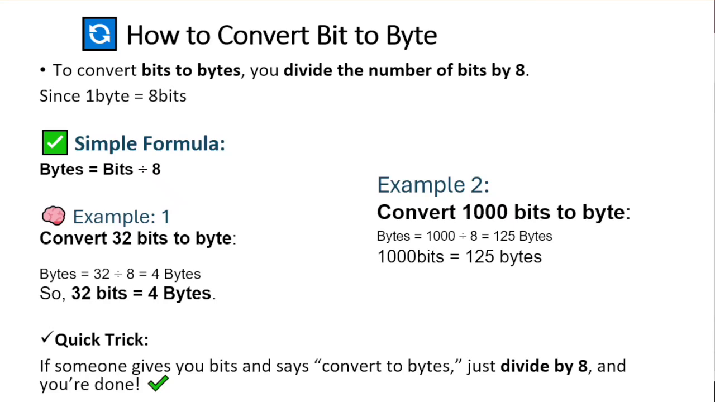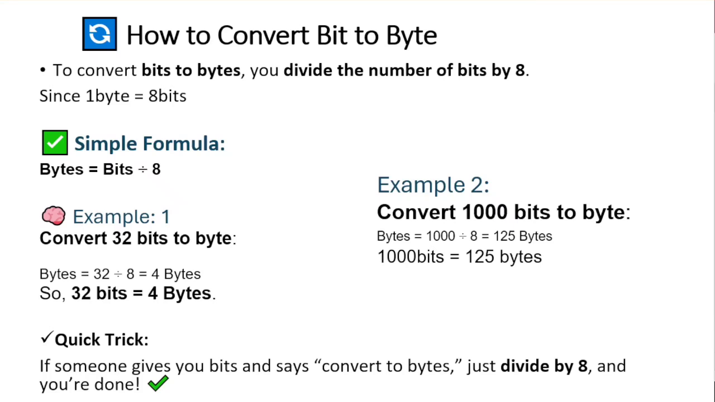So here is a simple example. Example 1 says convert 32 bits to byte. So in order for us to do that, we have to divide 32 bits by 8, which is equal to 4 bytes. So 32 bits is equal to 4 bytes.